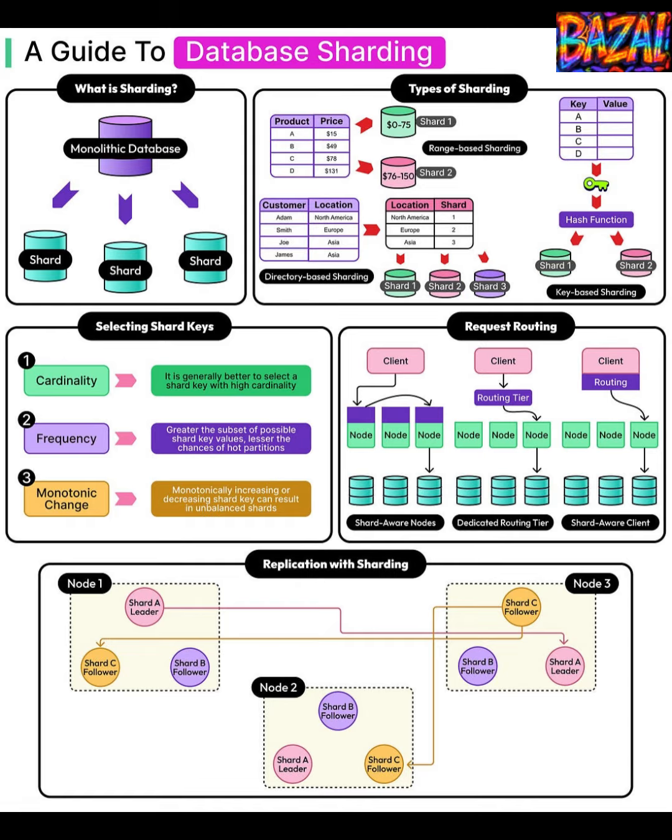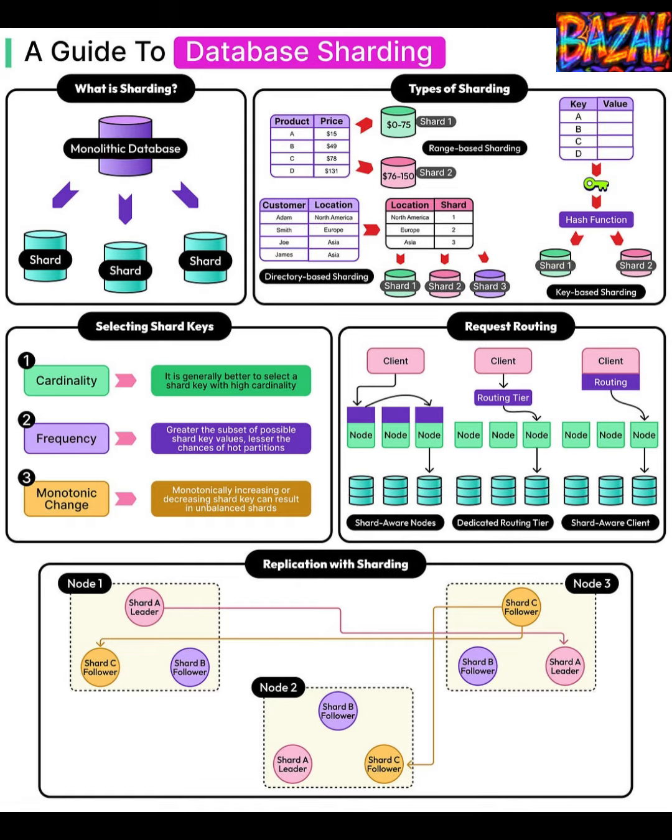There are multiple ways to shard data, and each comes with trade-offs. Range-based sharding splits data by value ranges, such as price, user ID ranges, or timestamps. This is simple and efficient for range queries, but it has a major weakness. If traffic concentrates on a specific range, you end up with hot shards, uneven load, and degraded performance.